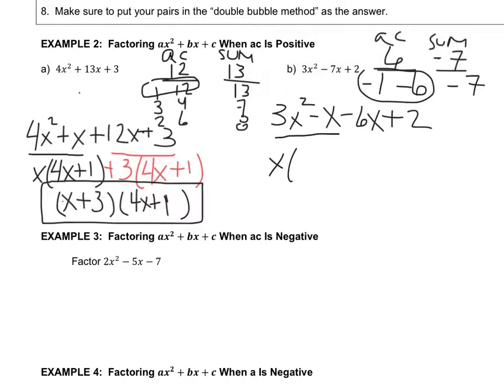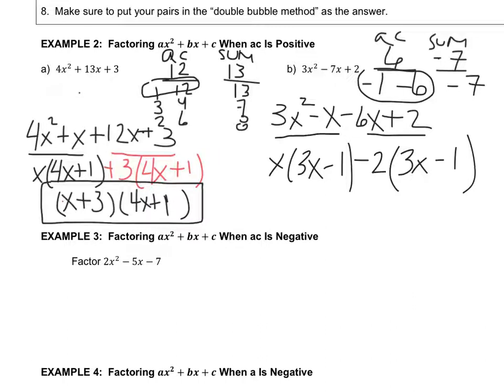3x squared divided by x is 3x. Negative x divided by x is a negative or minus 1. Then when I focus on the next two terms here, looking at those terms, what is in common? Well, the number 2 is in common. And actually what I'm going to do is take out a negative 2. If I divide out a negative 2 from both of these terms, negative 6x divided by negative 2 gives me 3x. And the 2 divided by a negative 2 gives me a negative 1.